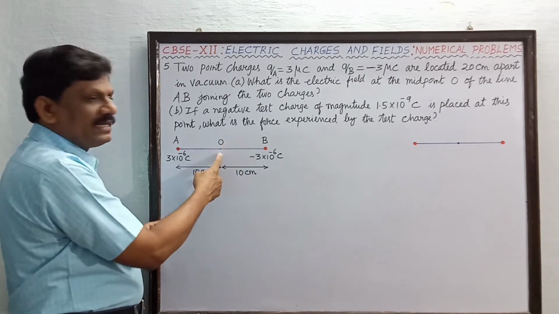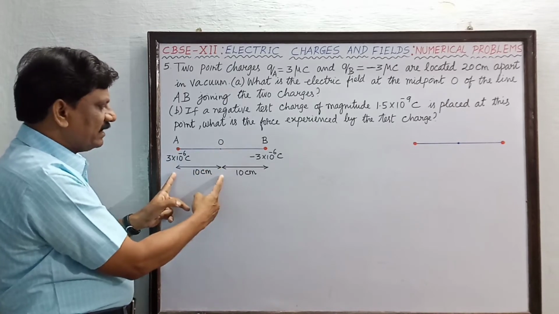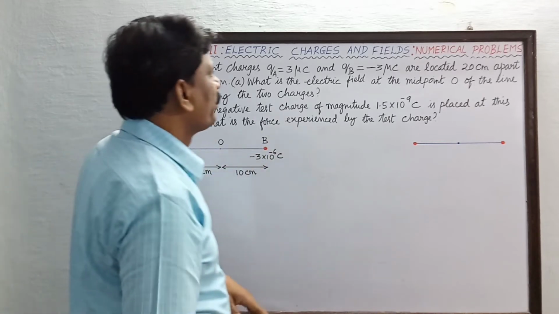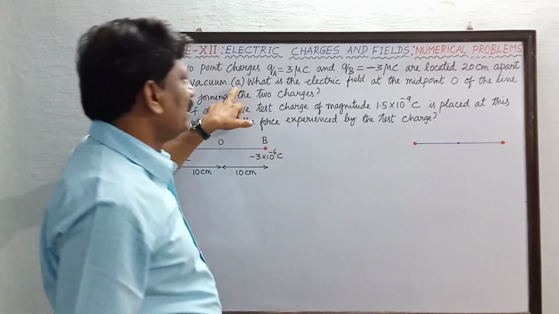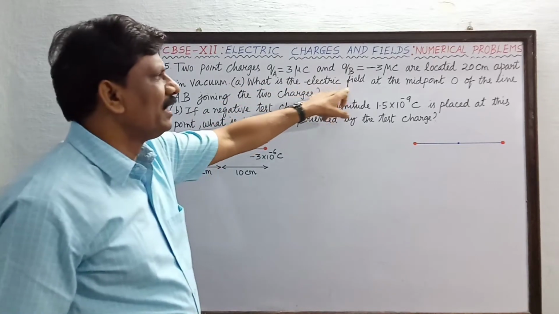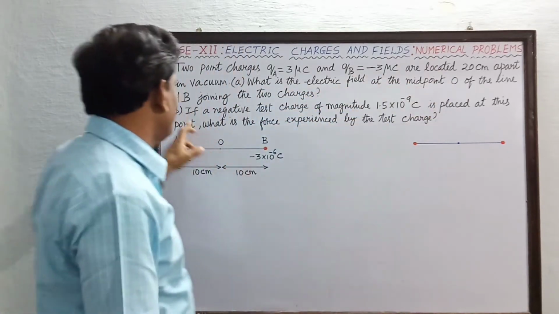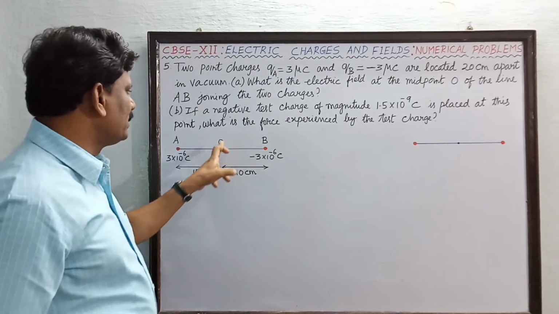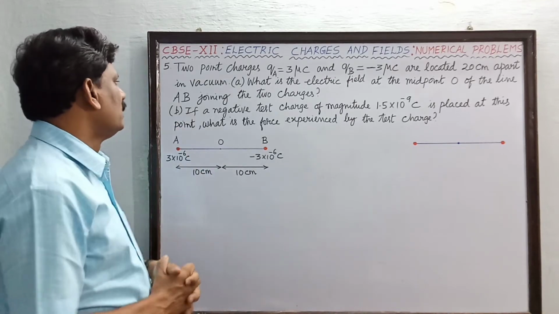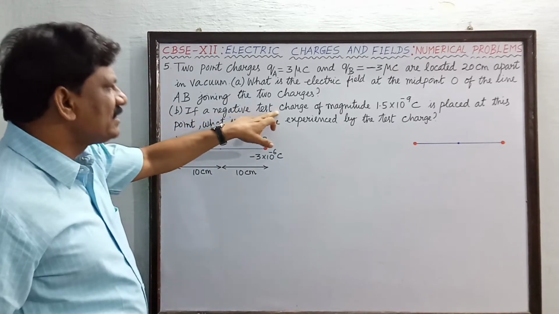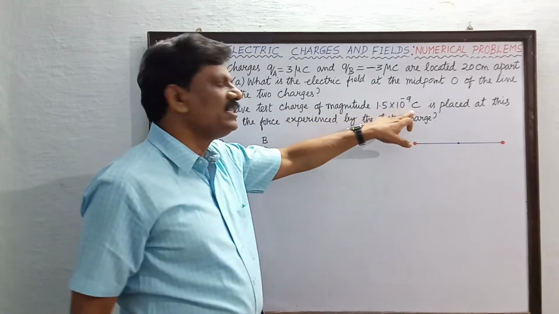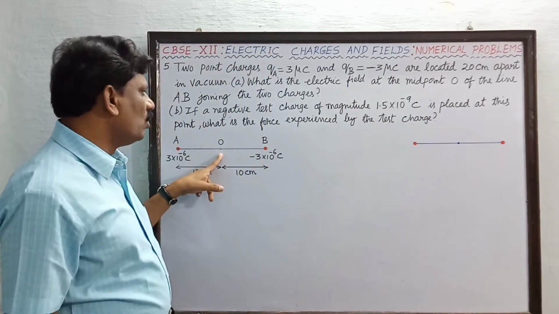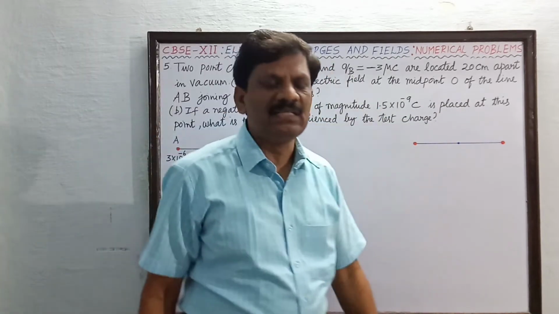I have located O as the midpoint of the straight line, so that the distance is divided from the midpoint as 10 centimeter each from A and B. Now subdivision A: what is the electric field at the midpoint O of the line AB joining the two charges? We have to find out. B: if a negative test charge of magnitude 1.5 into 10 power minus 9 coulomb is placed at this point O, what is the force experienced by the test charge?